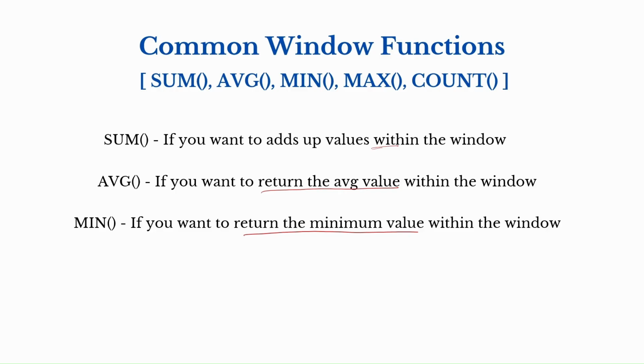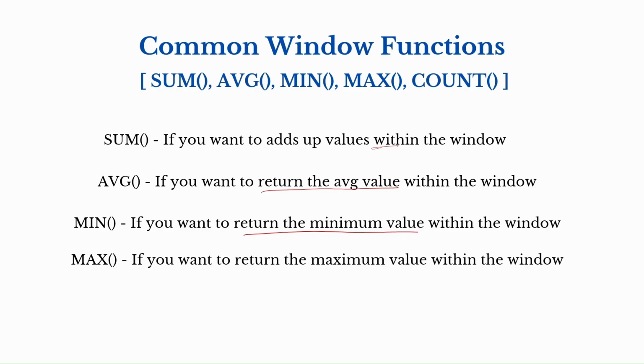The next one is the maximum value window function, which is used when you want to return the maximum value within a window. The use case of this window function could be when you want to compute the highest order value, find the top salary in a department, or the latest date of transaction for each customer. That's where you make use of the max window function.